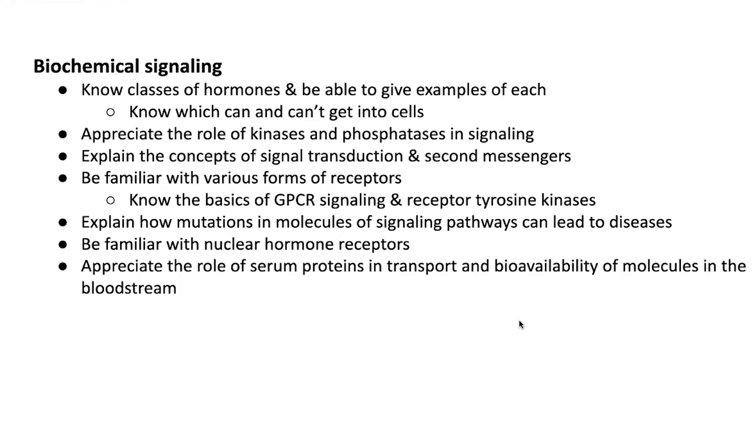Some of these hormones are going to act by binding to receptors on the surface and signaling downstream pathways, whereas things like steroid hormones can actually go all the way in and get into the nucleus and directly influence things. A lot of these signaling pathways are going to involve kinases, which add phosphate groups, and phosphatases, which remove those phosphate groups. And these allow for these pathways to have signal transduction.